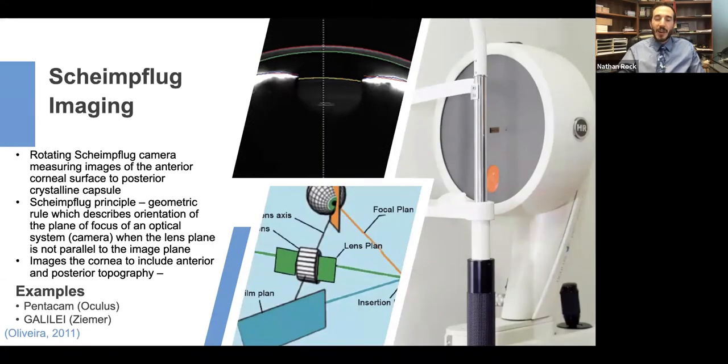And then finally, two more, the Scheimflug imaging. It's a rotating camera that measures images of the anterior corneal surface all the way back to the crystalline lens. This Scheimflug principle is a geometric rule that looks at how orientation of planes to focus from different systems, and ultimately includes then a very detailed map of the cornea, both anterior and posterior data, just like the slit scanning design here. It works on a different principle, but provides a good wealth of information.